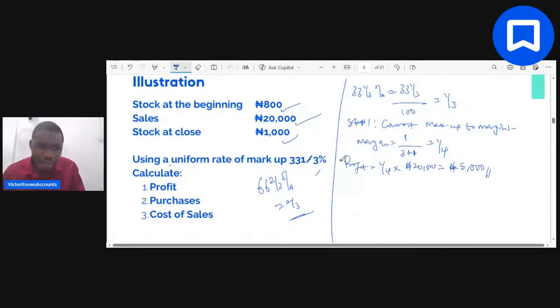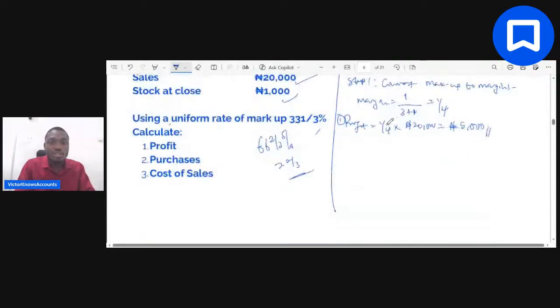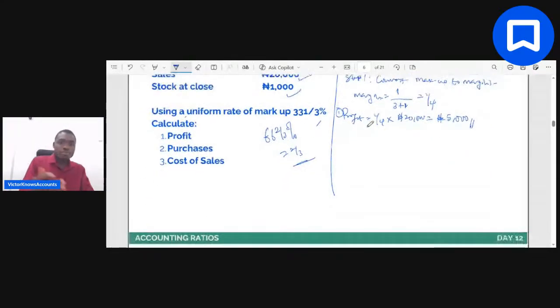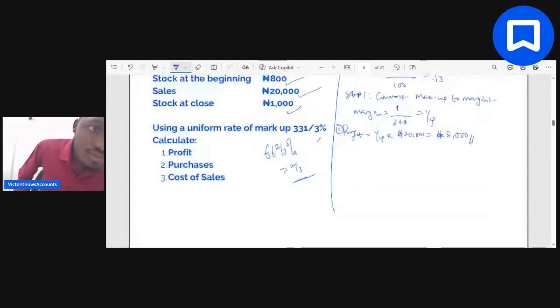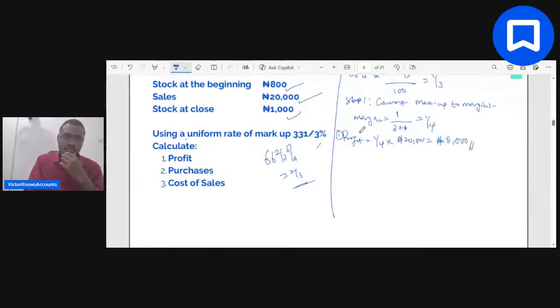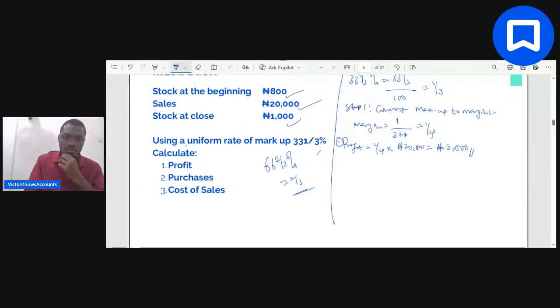This is number one. Now, number two, they told us to calculate purchases. Look at it. How can you calculate purchases from the information that you have here? It's pretty simple. It's actually simple to calculate purchases.